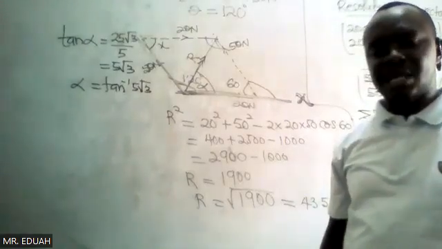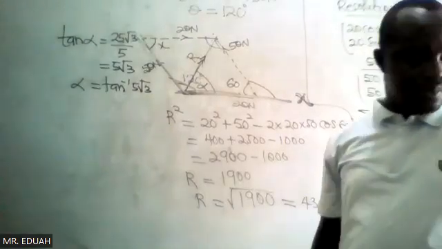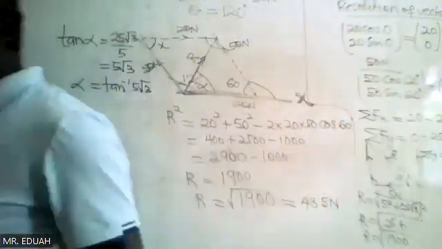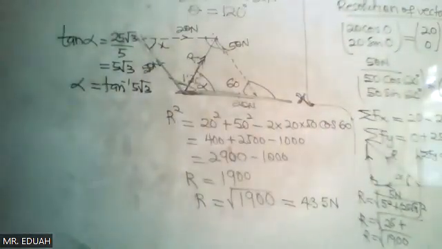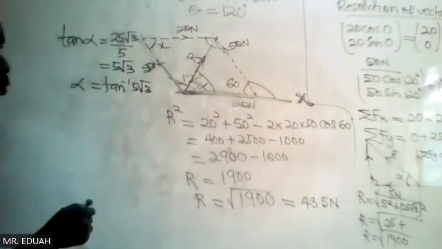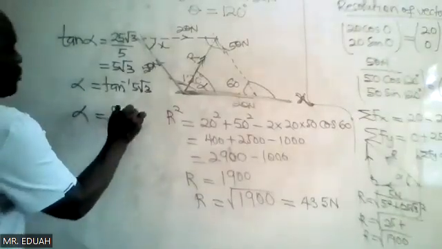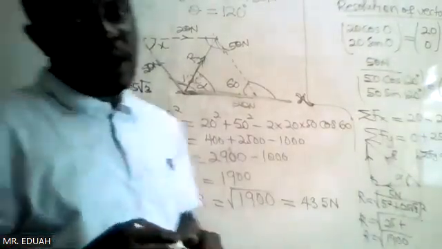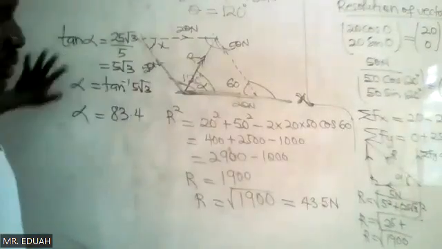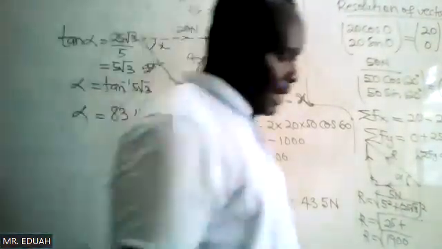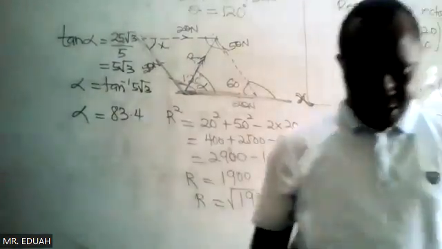Let's hurry up. 83.4. Exactly as we had. Alpha is equal to 83.4. So there are a lot of ways to go around the same question. Okay. All right. The next question.